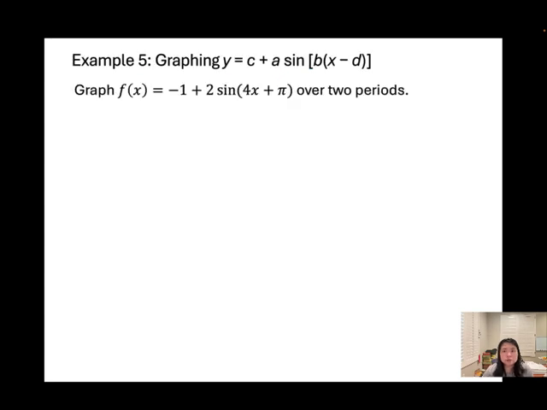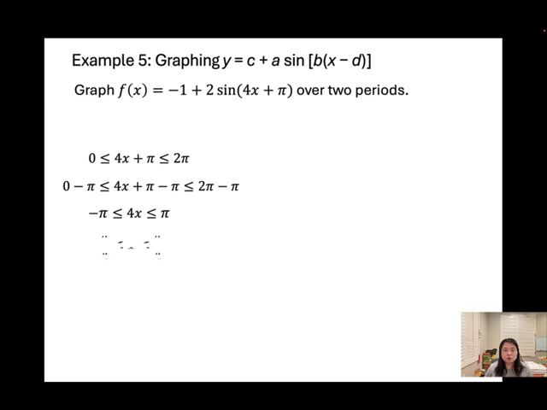Okay, example 5. Graph f of x equal to negative 1 plus 2 sine 4x plus pi over 2 periods. Okay, so first we want to graph the g of x, only this part, 2 sine 4x plus pi. So we're going to start with this part here, 4x plus pi will be in between 0 and 2 pi. Solve the three-way inequality. So we're going to subtract pi. You should get 4x in between negative pi to pi.